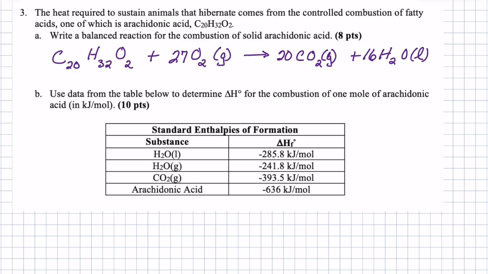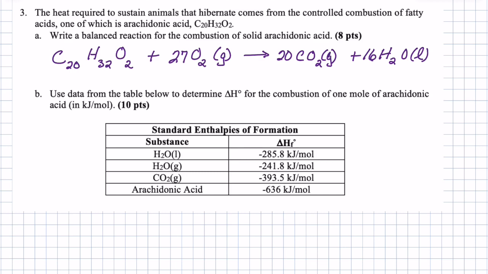Okay, folks, in this problem, we're going to calculate what's essentially the enthalpy of combustion of arachidonic acid, which, as noted here, is this combustion of this acid is what helps to keep animals warm during hibernation. So first thing we need to do, of course, is balance the reaction.